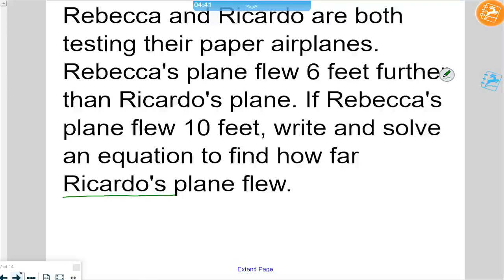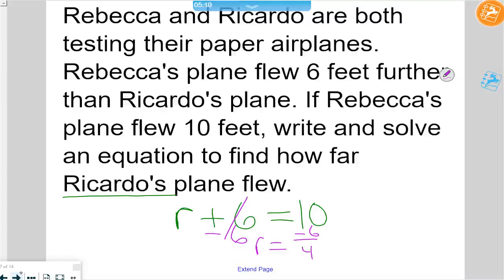So we're going to take Ricardo's plane, and we're going to write r. Okay, r is his variable. Now, it says that Rebecca's plane flew 6 feet farther, and her total was 10 feet. So I look at my problem. R plus 6 equals 10. I need to subtract 6. That gets my variable by itself. So my r equals 4. So 4 feet is how far Ricardo's plane flew.